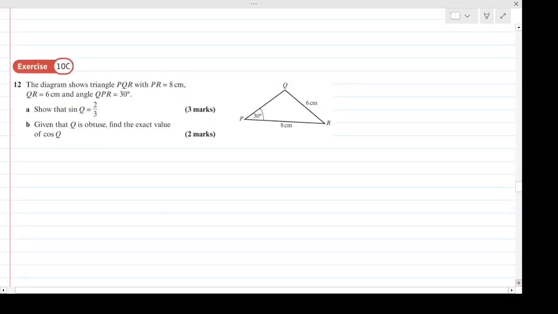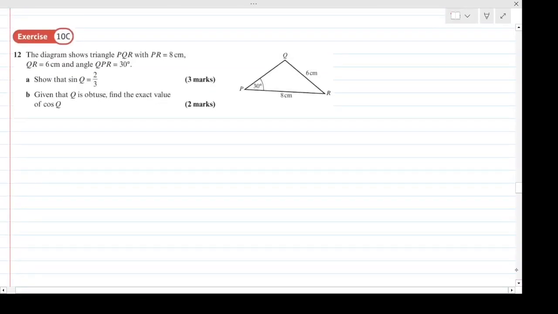Okay, let's have a look at some more questions then. We are told that this diagram has triangle PQR with the length PR is 8 and QR is 6, and angle QPR here is 30. We need to show that sine of Q, so the angle at Q, which is going to be here, I'll call that theta, the sine of the angle is 2/3. So how are we going to find the sine of this angle then?